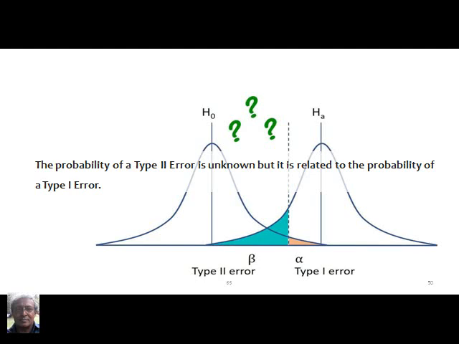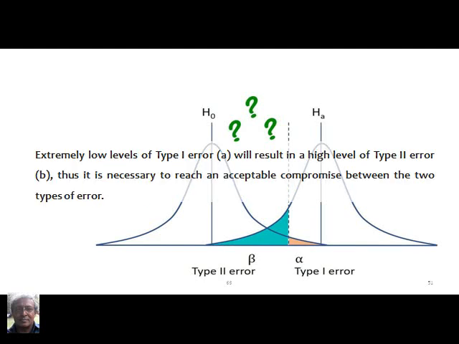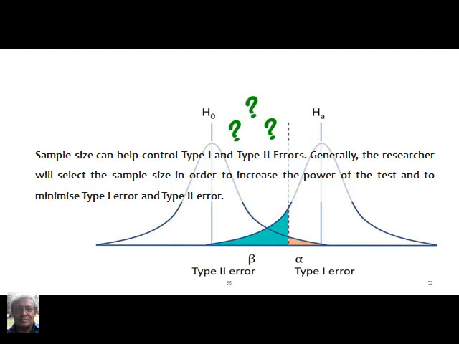The probability of a type II error is unknown, but it is related to the probability of a type I error. Extremely low levels of type I error, α, will result in a high level of type II error, β, thus it is necessary to reach an acceptable compromise between the two types of error. Sample size can help control type I and type II errors. Generally, the researcher will select the sample size in order to increase the power of the test and to minimize type I error and type II error.